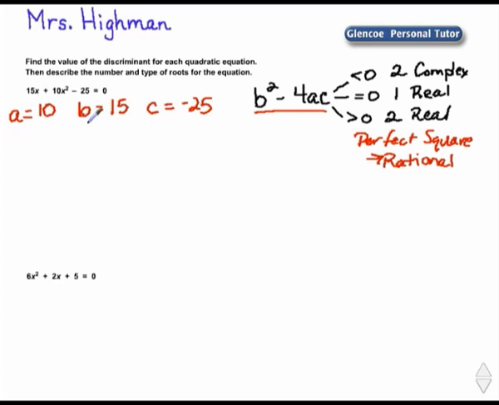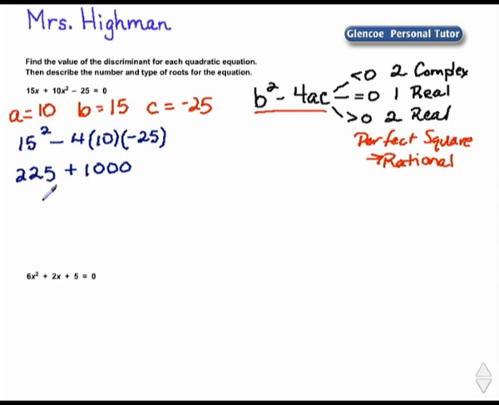So now we're going to take these values and put them into our discriminant. So b squared, so that's 15 squared, minus 4 times a, which is 10, times c, which is negative 25. Well, 15 squared is 225. And then we have 4 times 10 times negative 25, and that would be negative 1,000. So subtracting a negative makes that plus 1,000.